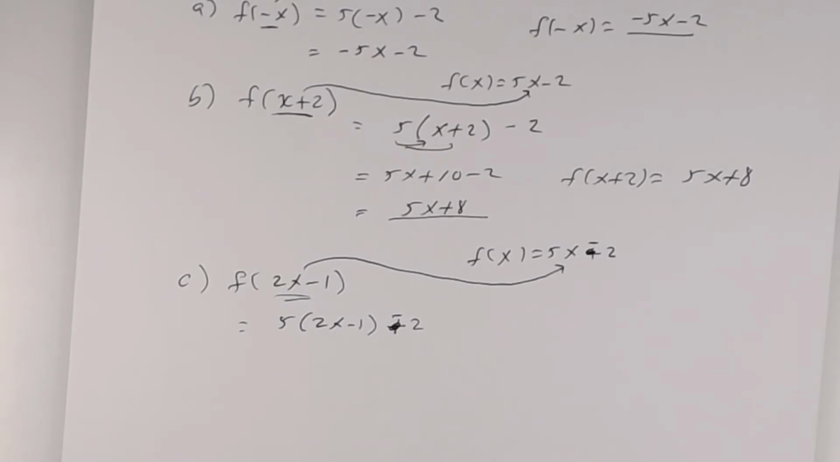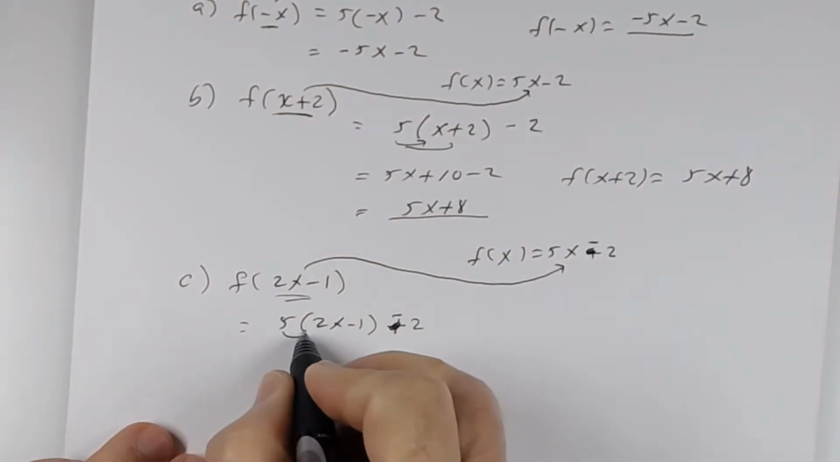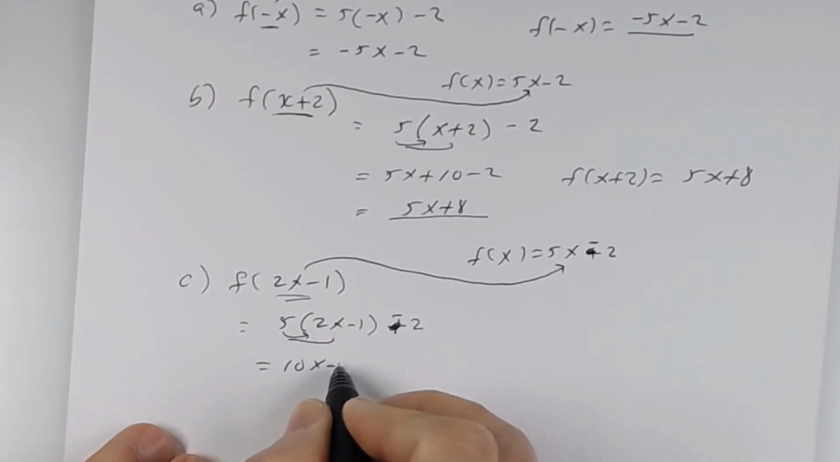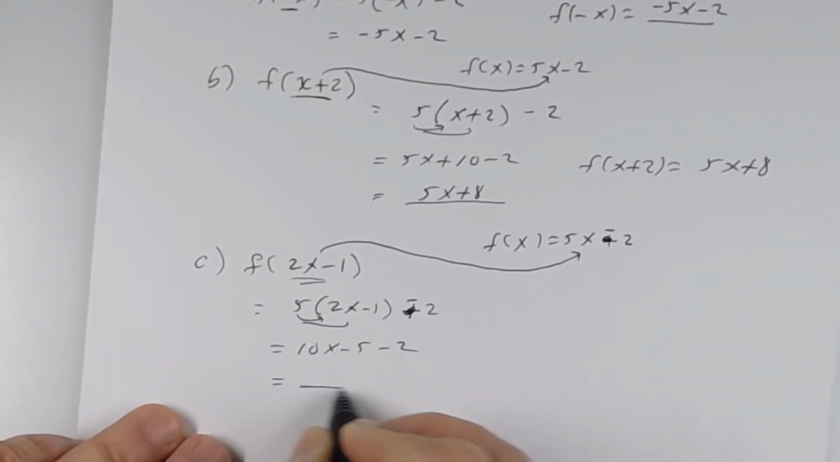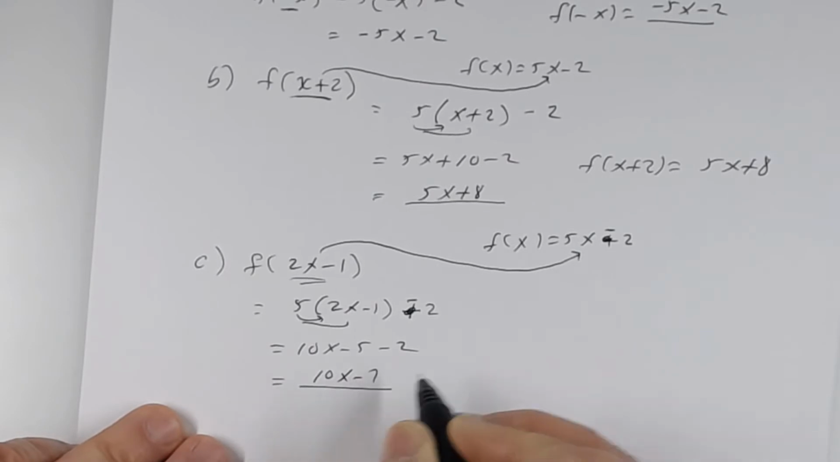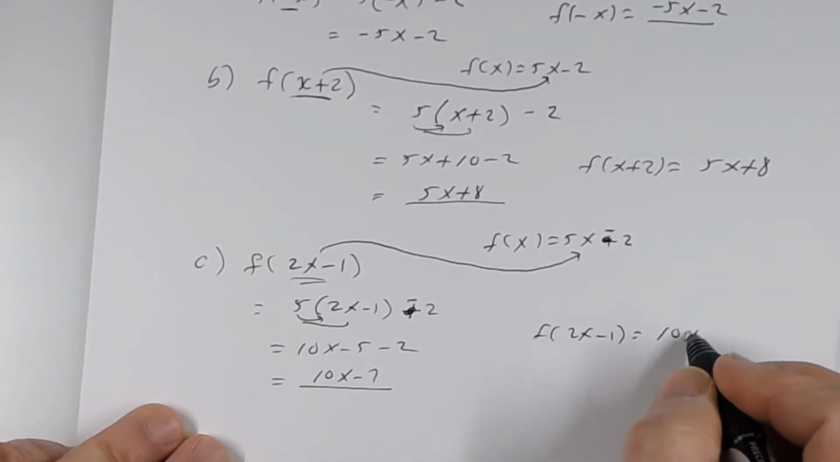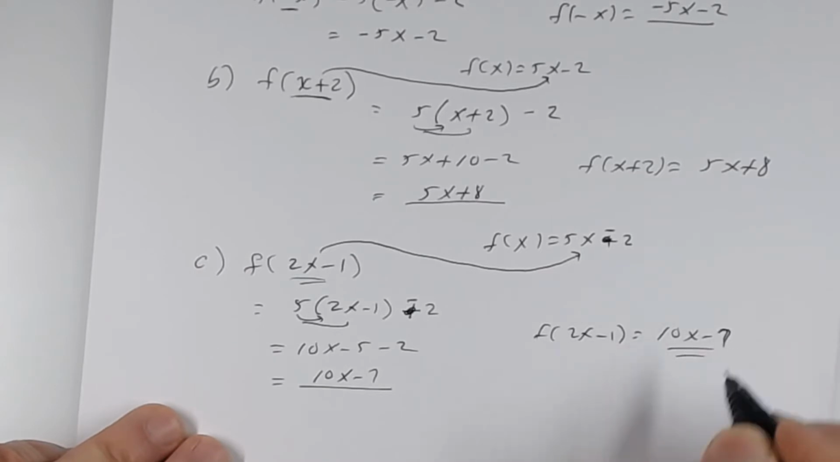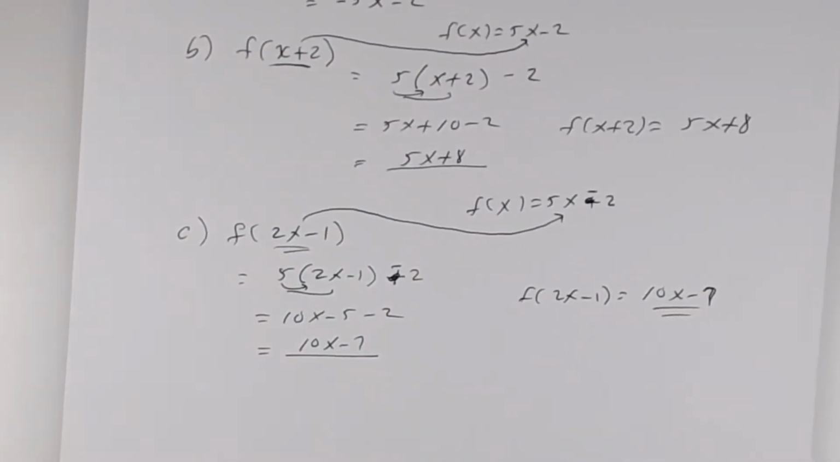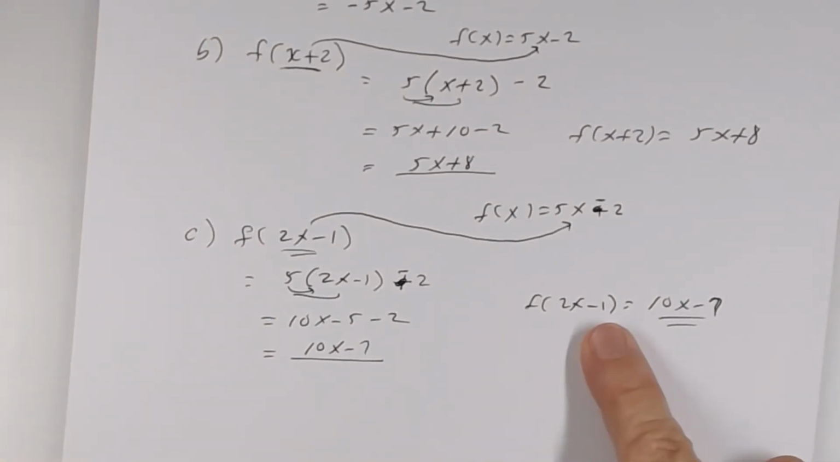The rest you've had before. What's the next step? Distribute. So I get 10x minus 5 minus 2. So what's the answer? 10x minus 7. So f of 2x minus 1 equals 10x minus 7. So if f of x is 5x minus 2, then f of 2x minus 1 is 10x minus 7. Okay?